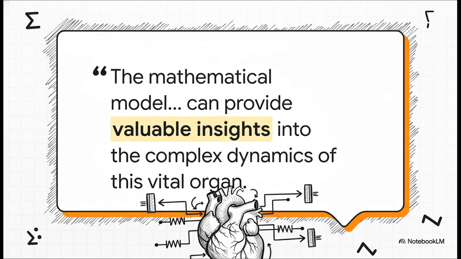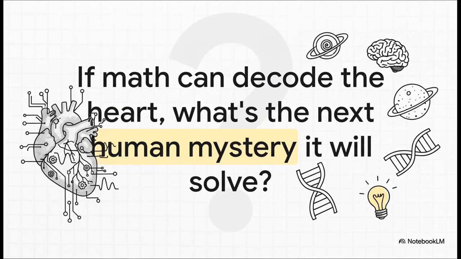As the researchers whose work inspired this explainer put it, these mathematical models aren't just an academic exercise. They give us truly valuable insights into the dynamics of the heart, helping us understand health and disease in a way that just biology on its own really can't. So, a simple rule from physics, looked at through the lens of mathematics, reveals a deep, fundamental truth about our own bodies. It just goes to show you that even our most complex biology can sometimes be understood through simple, elegant formulas, which really just leaves us with one final question to think about. If math can decode the heart, what human mystery will it solve next?